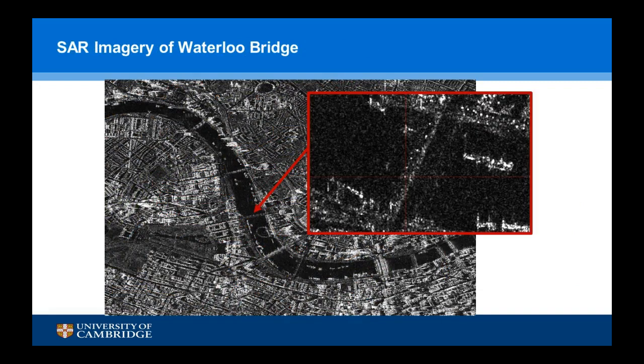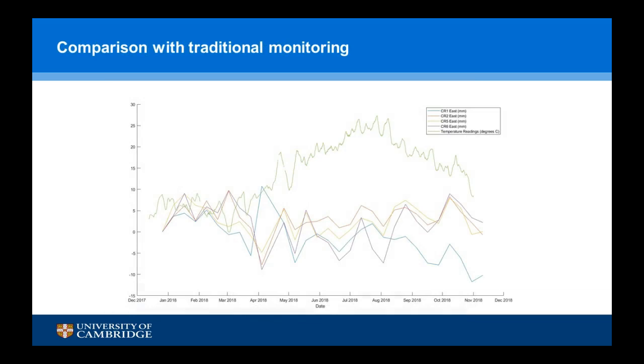Once they were installed, you can see each of these bright points corresponds to the location of a reflector. Those are the points we were interested in tracking over time as part of this study. Initially, we just wanted to look at the absolute movement, what the corner reflectors are showing from satellite movements, and compare that to the total station readings.